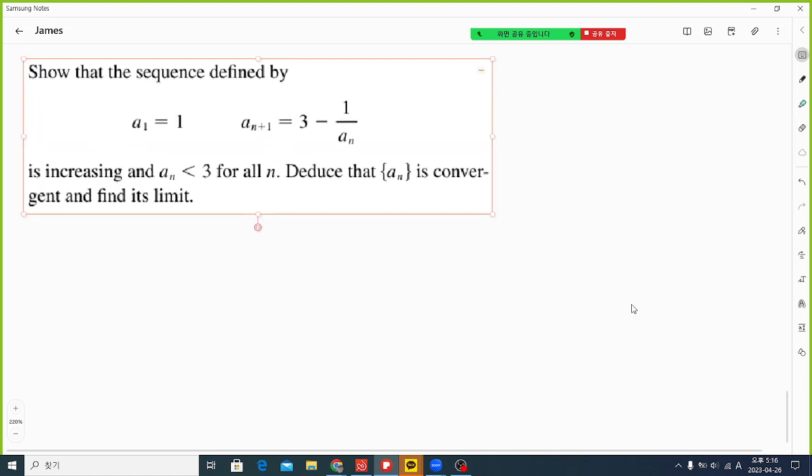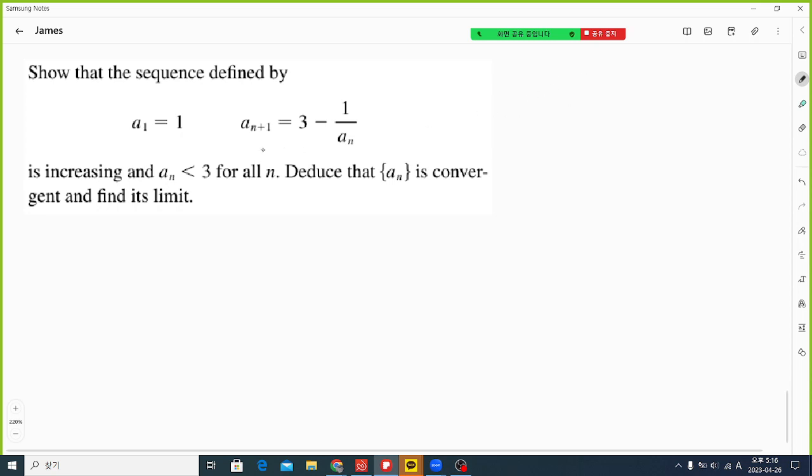Yeah, so to solve this problem, I'm going to use mathematical induction. At first, let's see why this sequence is increasing. Increasing means the next term is always greater than the preceding term.